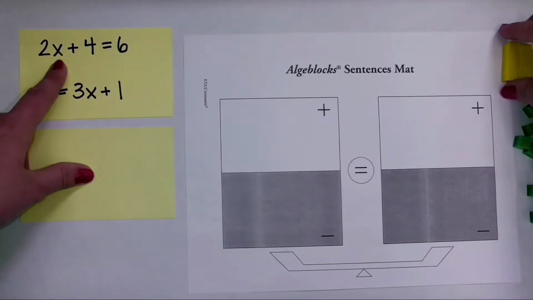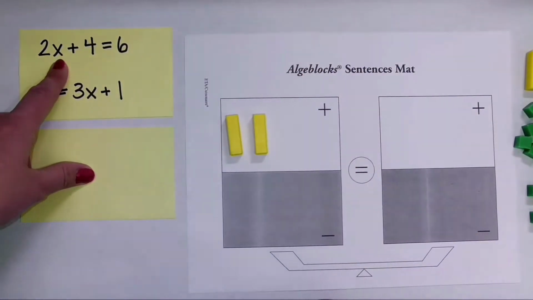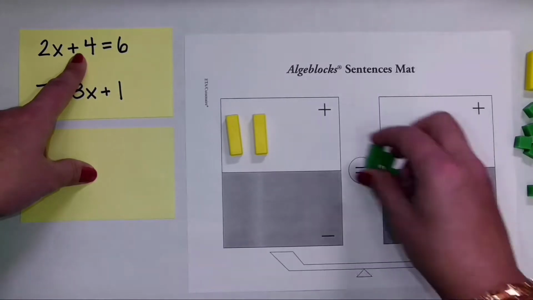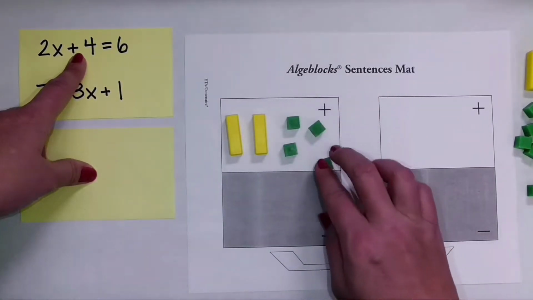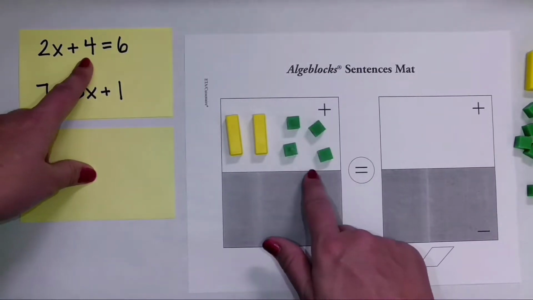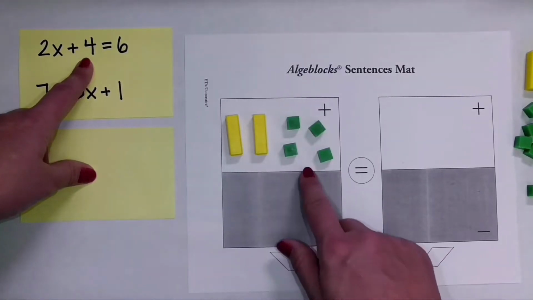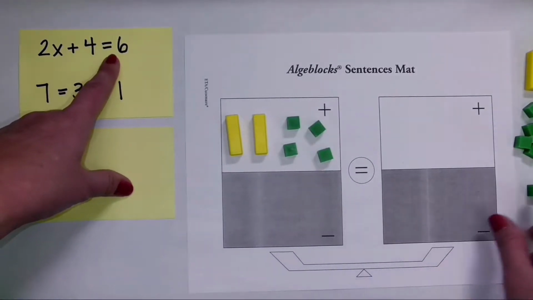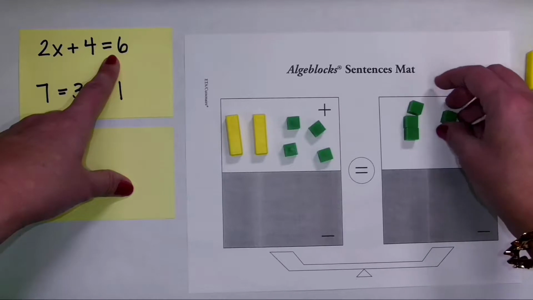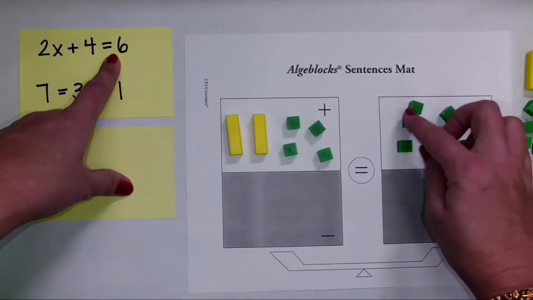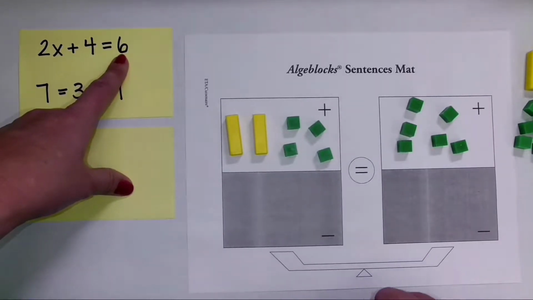I have two sets of x, so that means I have two x's, and I have 4. 1, 2, 3, 4. So I add my cubes in there, and it's positive 4. So it goes in the positive area of the mat. And that equals 6. And I'll get my 6 set up here, just like that. All right, and again, positive 6.